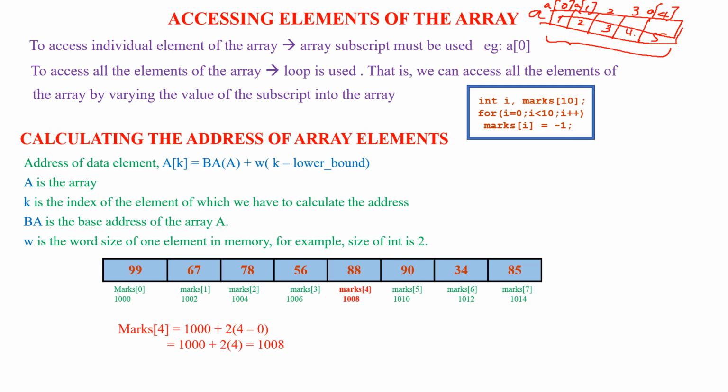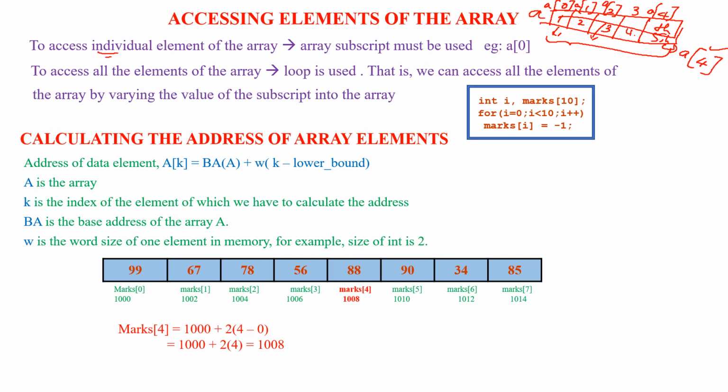Suppose if I want to access the fifth element of the array, then what you have to write? You have to simply write A of 4, the corresponding subscript or the corresponding index you can use. Suppose if I want to access the third element, then it will be A of 2, right? Similarly, if I want to access the first element, then it will be A of 0. Okay, so that is what is written here.